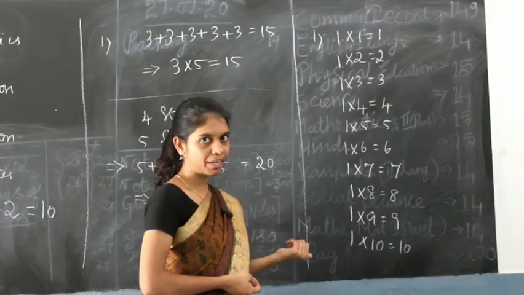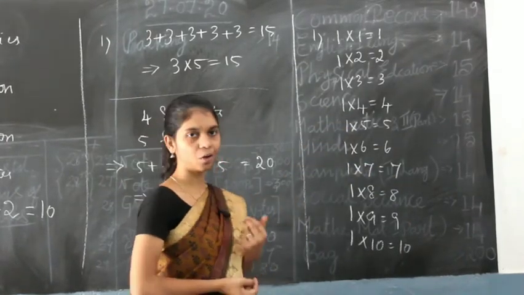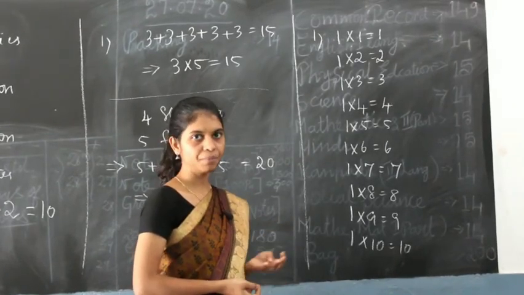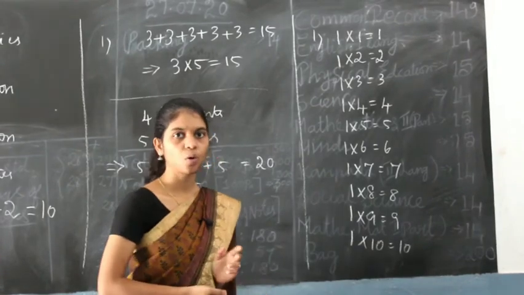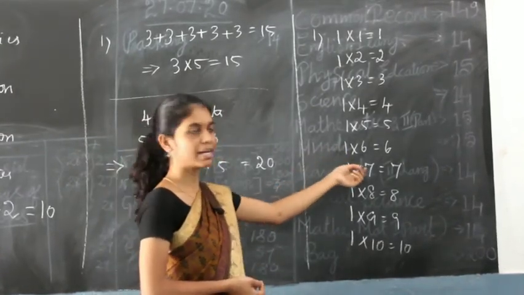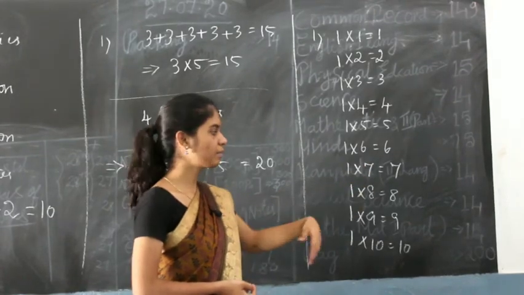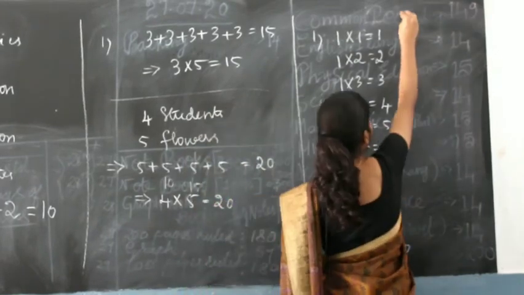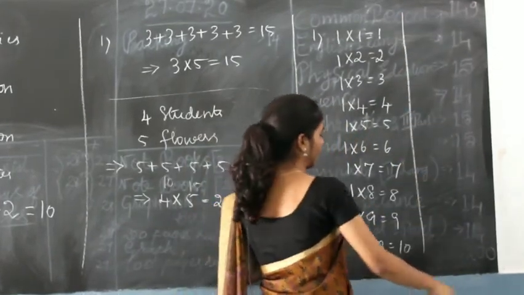So repeat after me along with me. Okay, 1 1s are 1. 1 2s are 2. 1 3s are 3. 1 4s are 4. 1 5s are 5. 1 6s are 6. 1 7s are 7. 1 8s are 8. 1 9s are 9. 1 10s are 10. Okay, now we are moving on to second table.